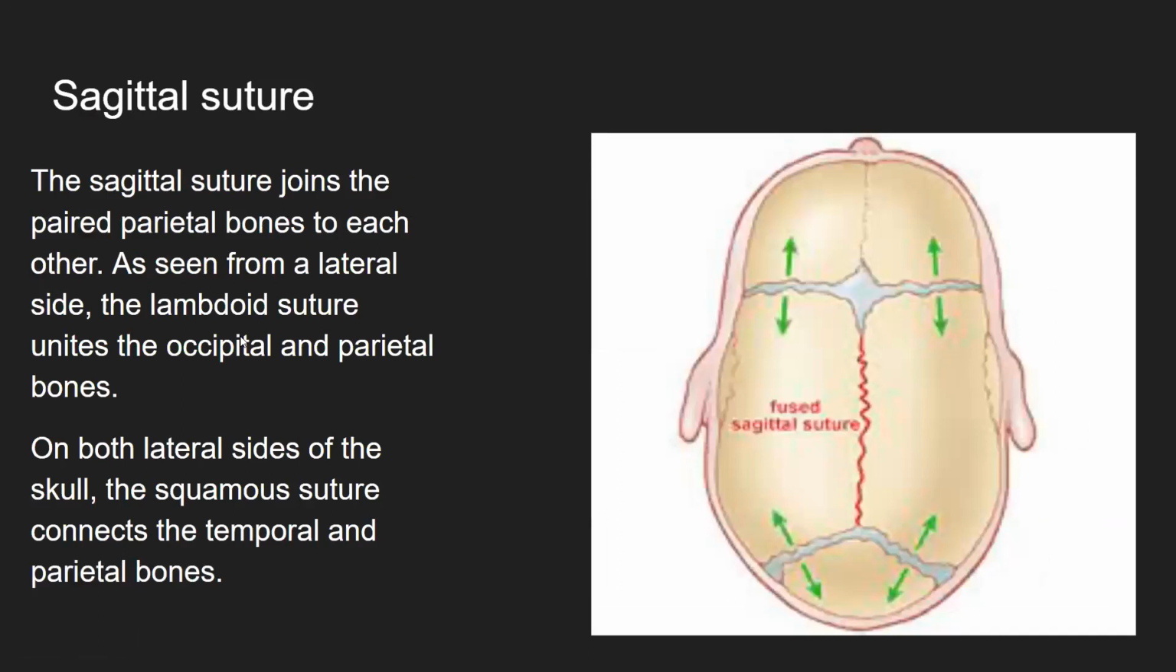Next, we will be talking about the sagittal suture. The sagittal suture joins the paired parietal bones to each other, as seen from the superior side. The lambdoid suture unites the occipital and the parietal bones. On both lateral sides of the skull, the squamous suture connects the temporal and the parietal bones.